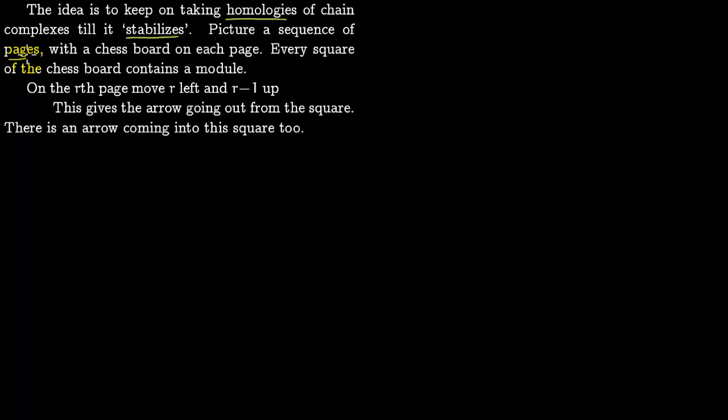Say that you have a book in your hand and it has pages in it, and there is a chessboard on every page. Now on every square of this chessboard there sits a module. So every square is associated to a module, and in this module there is an arrow going in and an arrow coming out. On the rth page the arrow is such that you move r left and r minus 1 up. So this is for a homology spectral sequence.